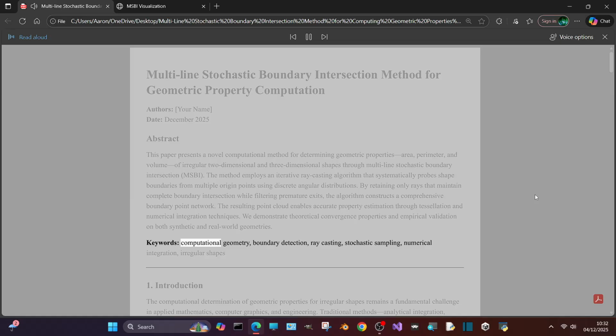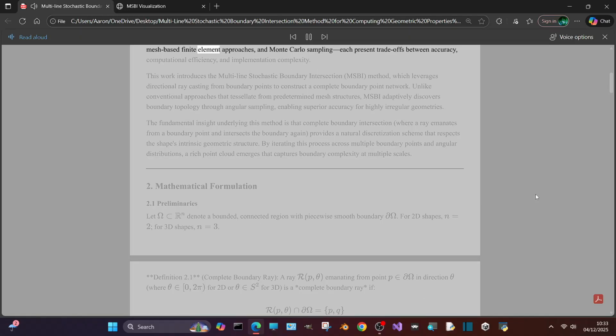Keywords: computational geometry, boundary detection, ray casting, stochastic sampling, numerical integration, irregular shapes. 1. Introduction. The computational determination of geometric properties for irregular shapes remains a fundamental challenge in applied mathematics, computer graphics, and engineering. Traditional methods, analytical integration, mesh-based finite element approaches, and Monte Carlo sampling, each present trade-offs between accuracy, computational efficiency, and implementation complexity.